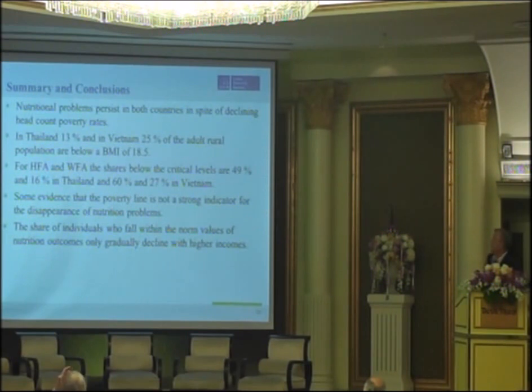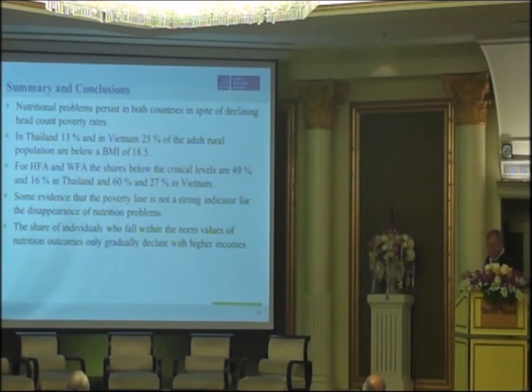Okay, so what does this tell us? Perhaps if we sum that up, I think what we could say with quite some confidence is that the nutritional problems continue to exist in both countries despite this success in poverty reduction. And they exist across all the income groups, so they are not disappearing completely with reduced poverty. In Thailand 13%, and in Vietnam 25% of the adult population are below a body mass index of 18.5, which is basically the measure for undernutrition.